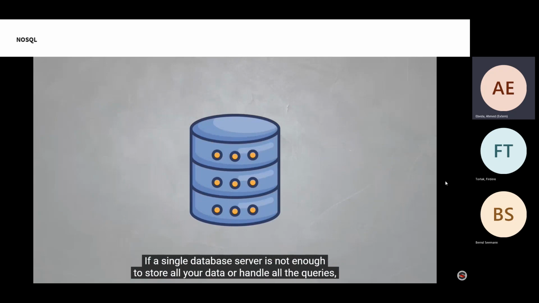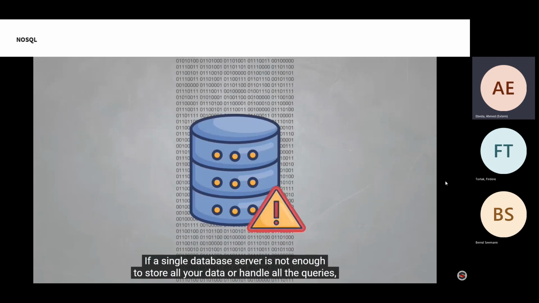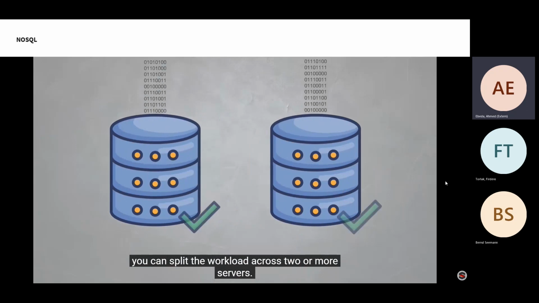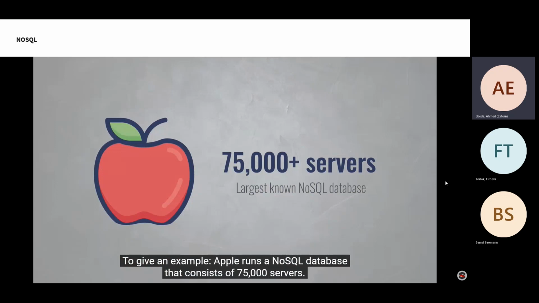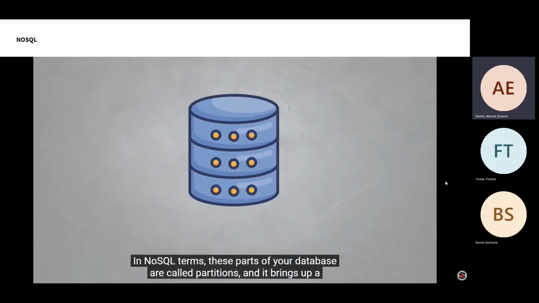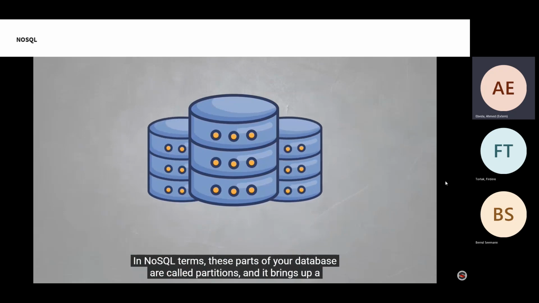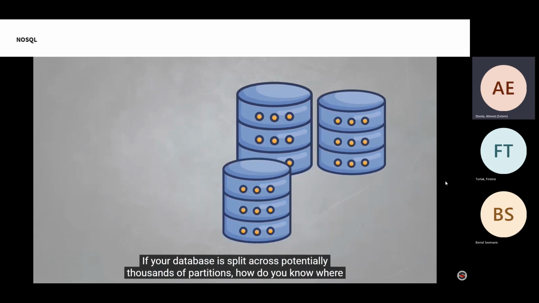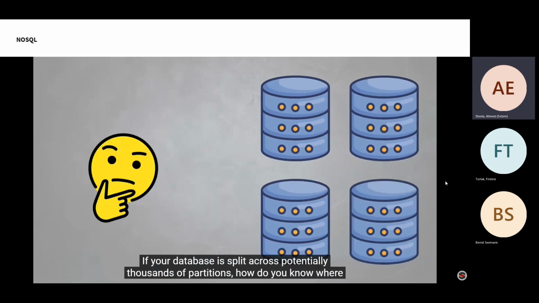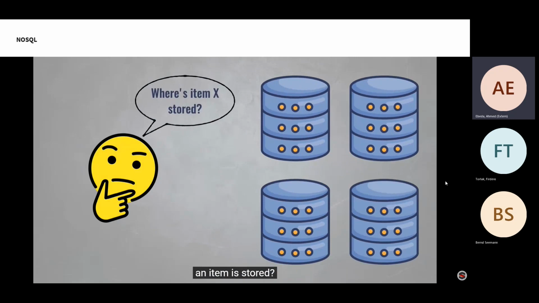If a single database server is not enough to store all your data or handle all the queries, you can split the workload across two or more servers. Each server will then be responsible for only a part of your database. To give an example, Apple runs a NoSQL database that consists of 75,000 servers. In NoSQL terms, these parts of your database are called partitions, and it brings up a question. If your database is split across potentially thousands of partitions, how do you know where an item is stored?